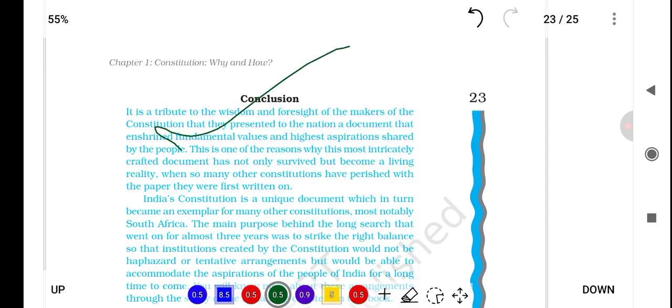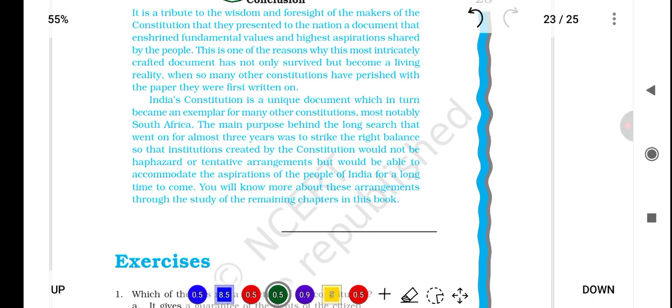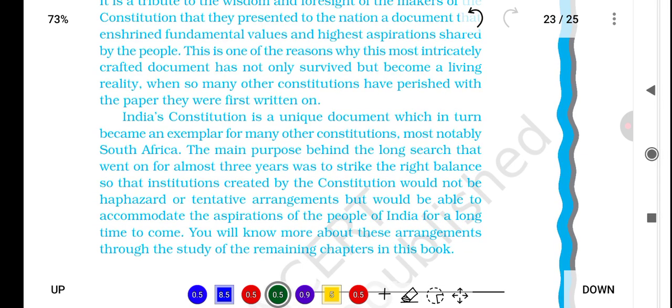And here comes our conclusion. It is a tribute to the wisdom and foresight of the makers of the constitution that they presented to the nation a document that enshrined fundamental values and highest aspirations shared by the people. This is one of the reasons why this most intricately crafted document has not only survived but become a living reality. When so many other constitutions have perished with the paper they were first written on, India's constitution is a unique document which in turn became an exemplar for many other constitutions, most notably South Africa.